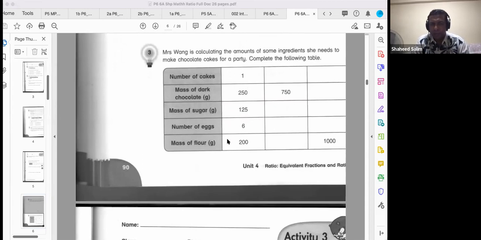So this is the formula you must take. 1 cake: dark chocolate 250 grams, sugar 125, flour 200. So when it's 75, what's the answer for this one? It's 1000. What's the answer? Very easy. You just fill in the answer.